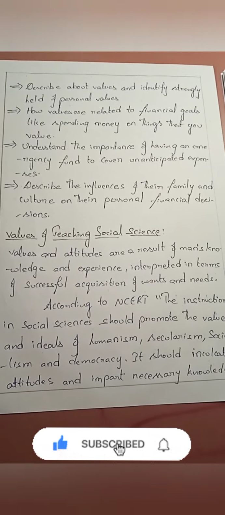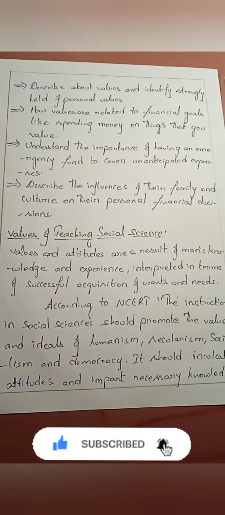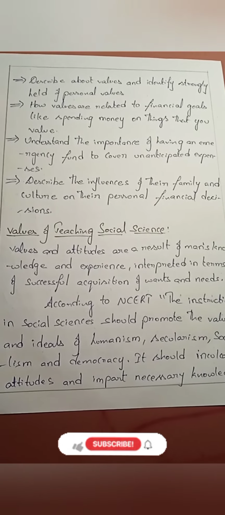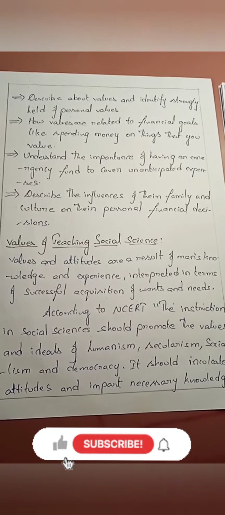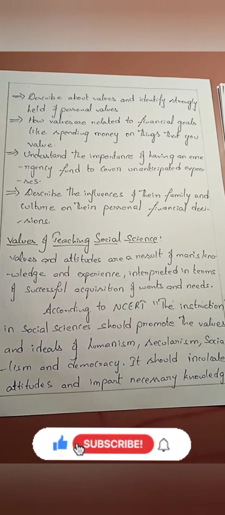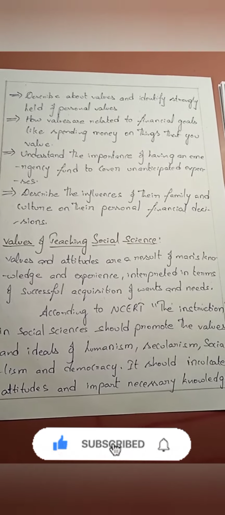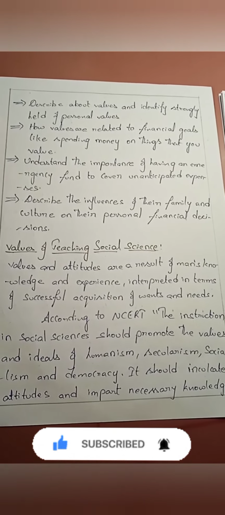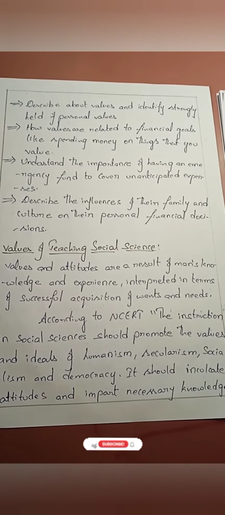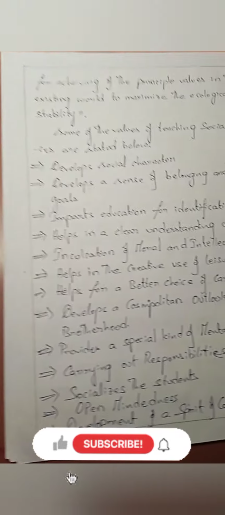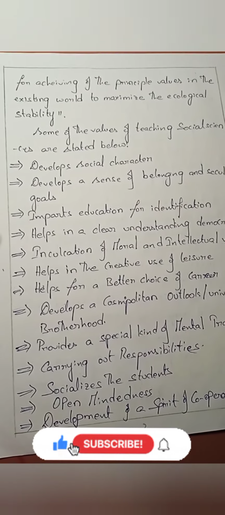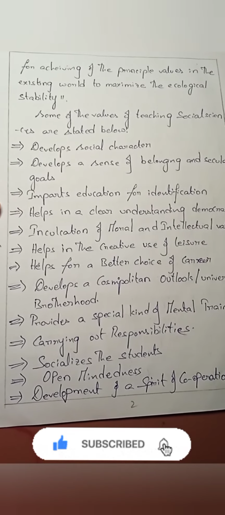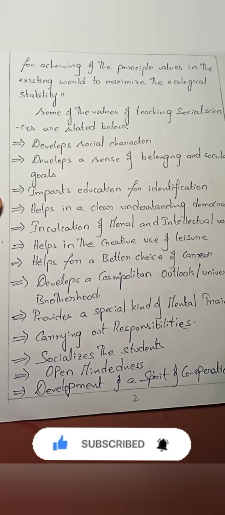Values and attitudes are results of man's knowledge and experience, interpreted in terms of successful acquisition of wants and needs. According to NCERT, the instruction in social science should promote the values and ideals of humanism, secularism, socialism, and democracy. It should inculcate attitudes and impart necessary knowledge for achieving the principal values in the existing world to maximize ecological stability. Some of the values of teaching social science are stated below.